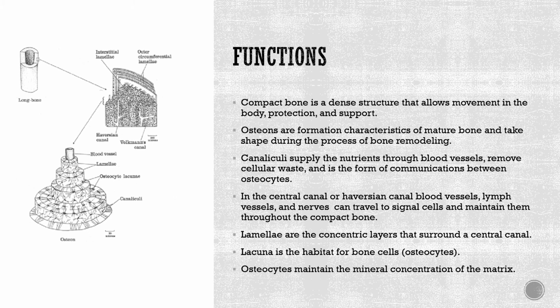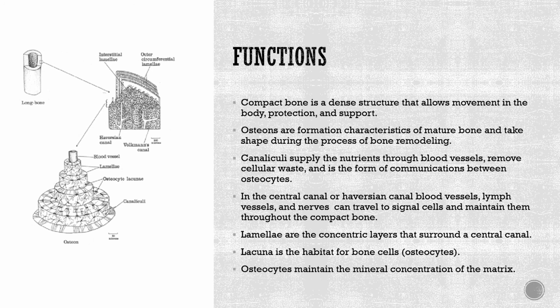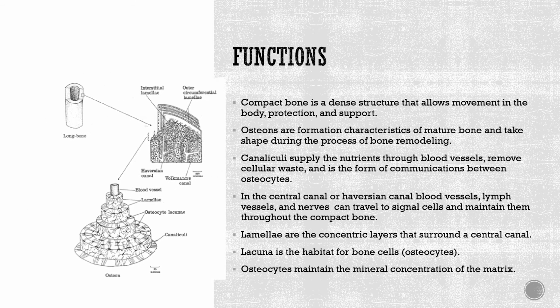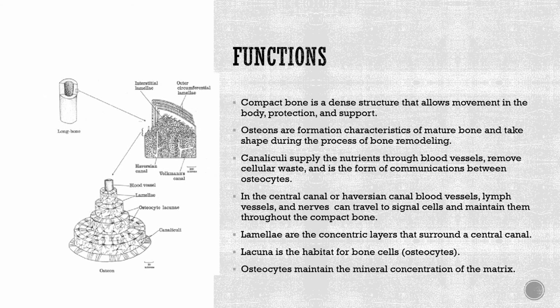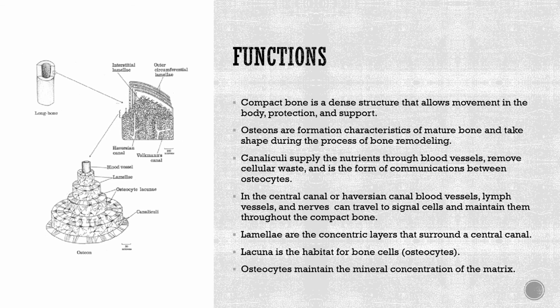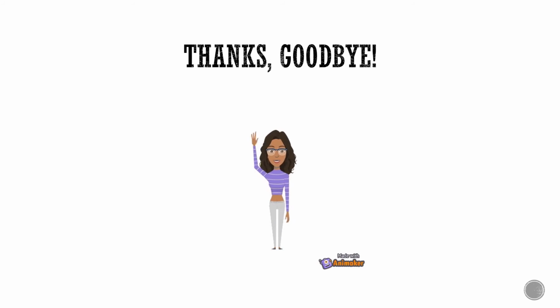Lamellae are concentric layers that surround the central canal. The function of lacunae is to provide a habitat for osteocytes, and the function of osteocytes is to maintain the mineral concentration of the matrix. And that explains the structure and functions of a long bone.